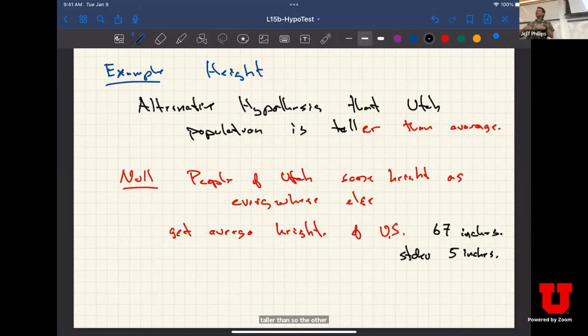Okay, so I started with the population in Utah is tall, but to do a null hypothesis test, I have to compare it against something. And if I compared it against the world population, that might be different than the US population, right? I didn't look this up. I suspect the average US height is taller than the average world population, but I'm not sure.